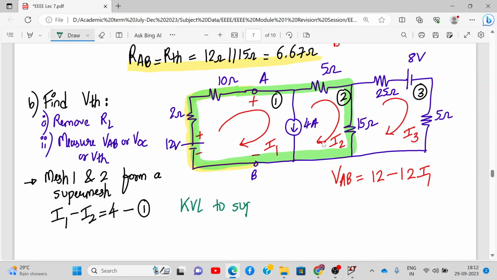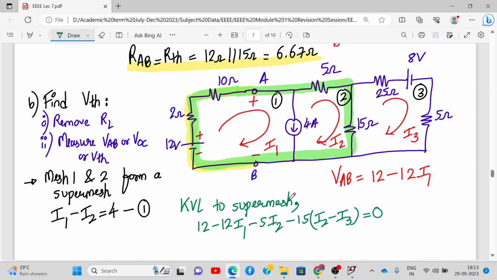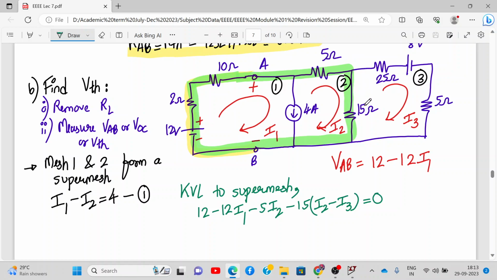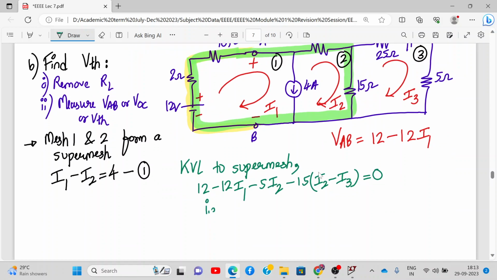KVL to the super mesh will be given by, here we have 12, then minus 12, the 2 and 10 I'll combine, so 12 I1, then we have over here a resistance of 5 ohm, so that will be minus 5 I2, and then here it will be minus 15 times I2 minus I3. So this is my equation of the super mesh. I hope it is clear. We have to apply it around this green color loop. So 12 minus 12 I1 minus 5 I2 minus 15 I2 minus I3. Let's simplify this further. So this will be minus 12 I1 minus 20 I2 plus 15 I3 is equal to minus 12. Let's call this equation number 2.